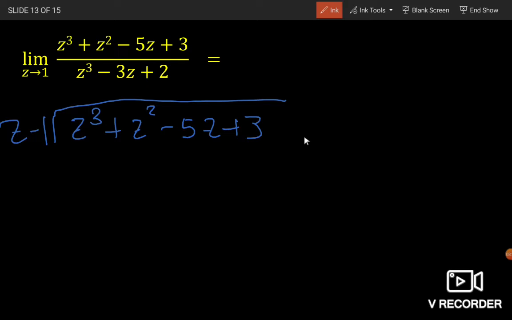So if you recall in synthetic division, we can write it this way. We write all the coefficients of the terms of the expression. You have 1 here, 1, negative 5, and positive 3. So let's write it here: 1, 1, negative 5, and positive 3. And your divisor is z minus 1. So let's put 1 here.